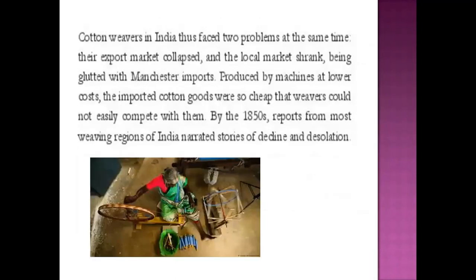The cotton weavers of India thus faced two problems. One, their export market collapsed, and the local market also shrank. England stopped buying our goods, and at the same time Indians also stopped buying, because the imported goods brought from England to India were very cheap. So they lost the Indian market too. In this way, the weavers were declining, and their complete dissolution happened.